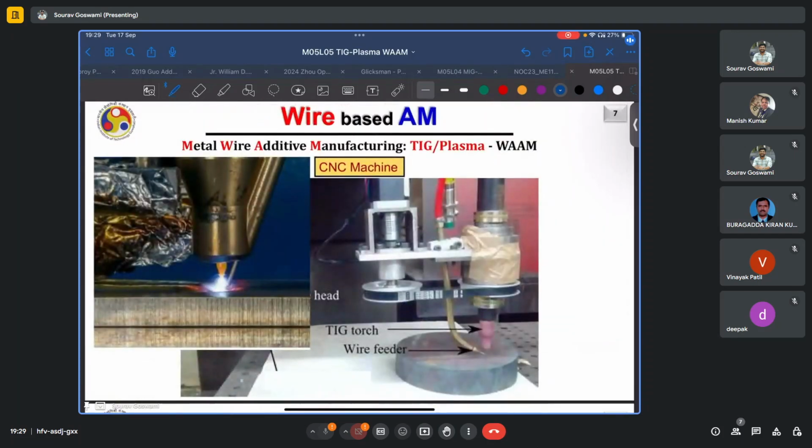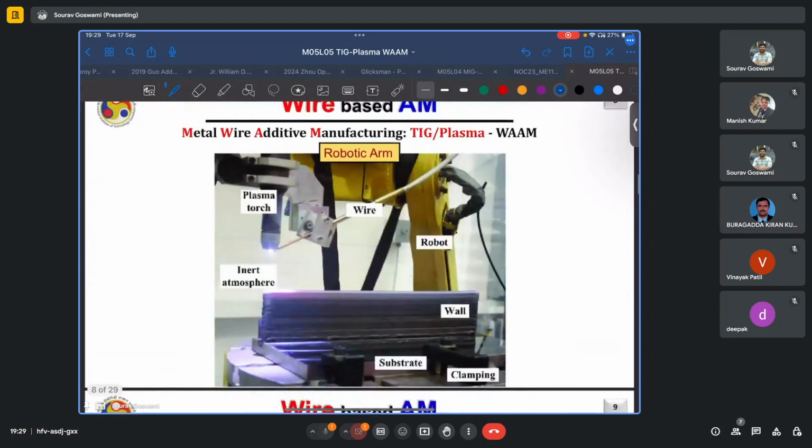Now, some simple setups are demonstrated here. This is one using a robotic arm. We see the wire being fed from the side. The plasma torch is here, and the inert atmosphere is maintained. We also see that this layer is still very bright, so it might have just been deposited, and the head would have just lifted from the surface.